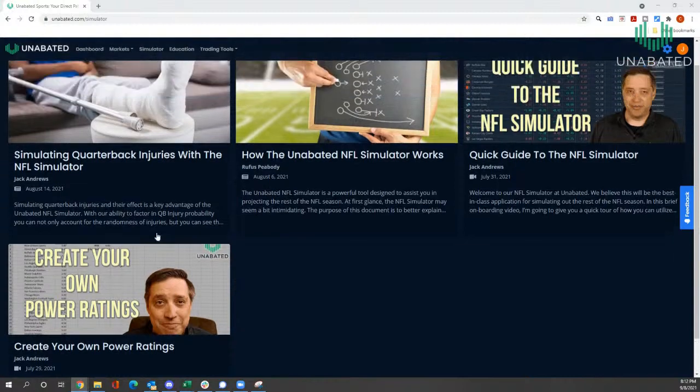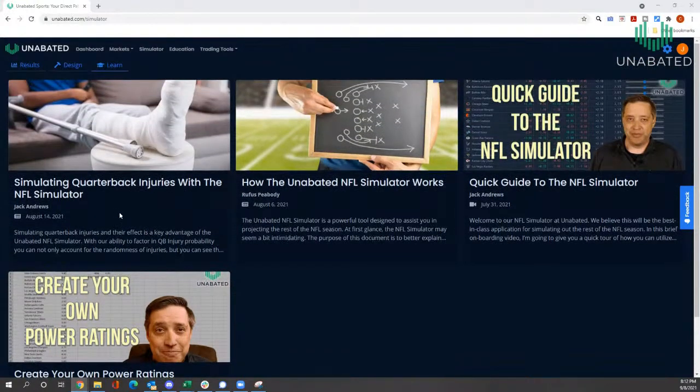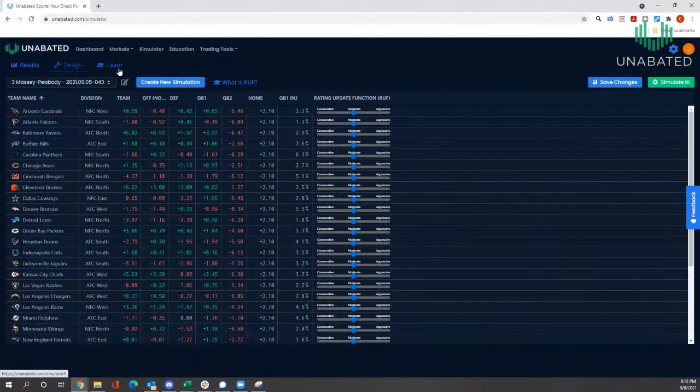And then the other article that is up currently about the simulator is this one that I wrote about simulating quarterback injuries within the NFL simulator. I used the example of Carson Wentz when he went down and did some various scenarios on how the Colts season would go with or without Carson Wentz. So let's dive into the simulator.